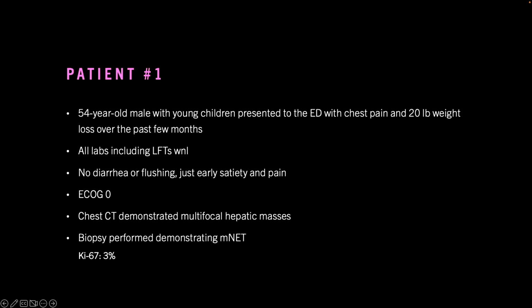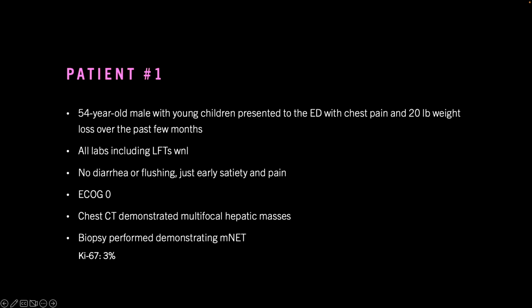He was at ECOG of 0. He's taking care of his kids, still working. And he had a chest CT because they were worried about chest pain. And whoops, what's going on in the liver? They did a biopsy and his Ki-67 was 3%. Now, Dr. Wolin said, Ki-67 can be heterogeneous, right? We would say this is a G2. And we would say, okay, we're going to sort of step back and just see how things go.